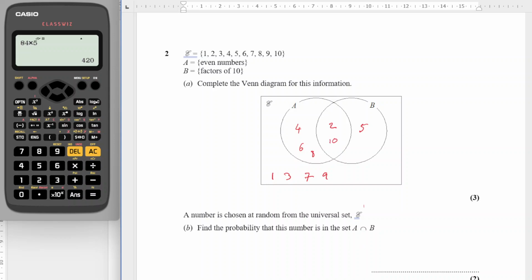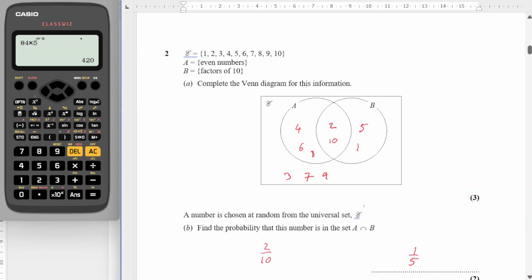So find the probability that the number is in the intersection. We have only got, and I've misplaced one of my digits. 1 is actually a factor of 10. So a number is chosen at random from the universal set. Find the probability that the number is in the intersection. So we've only got 2 digits there, so it would be 2 out of 10 or 1 out of 5. I shouldn't really put both answers on the same line. So we're looking at 2 out of 10, which is 1 out of 5.